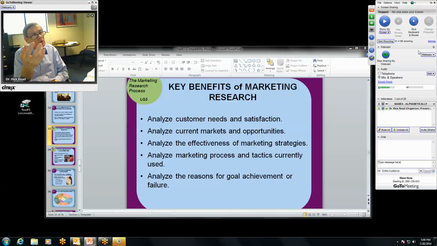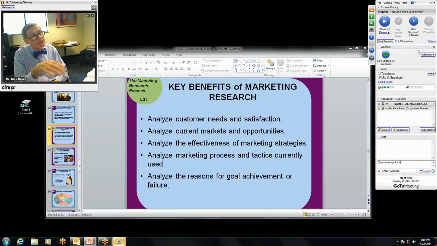What we're doing is, and the first thing is, we're analyzing. Now, this talks about needs. Let's expand it to wants and satisfaction. So then we're going to look at what is happening today and see if there's an opportunity. And then we're going to see how well our strategies to market this product work. And then we're going to analyze whether we can be effective or ineffective.